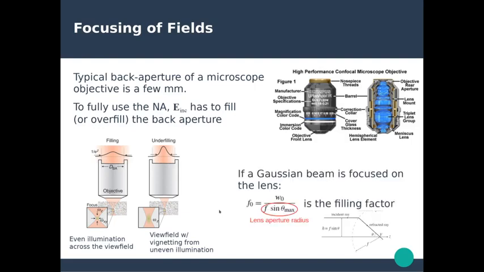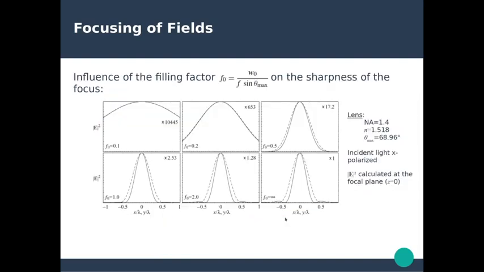So if you consider a Gaussian beam and focus this on the lens, you can actually calculate the filling factor f0 by taking the ratio between the beam waist over the lens aperture radius. So this is the factor here. So it goes all the way to 1 when it's filled. So let's look at the influence of this filling factor on the sharpness of the focus.